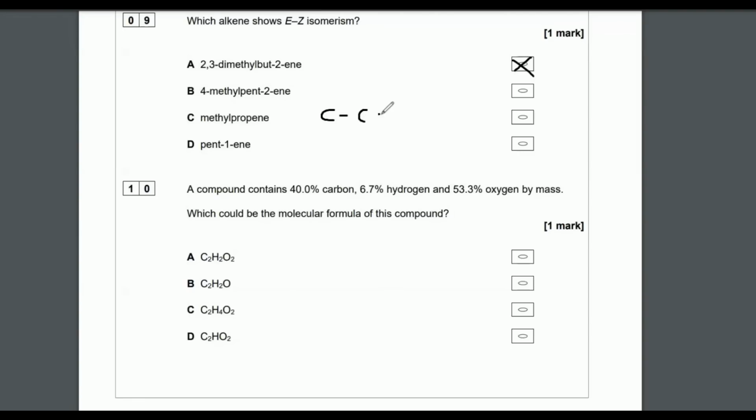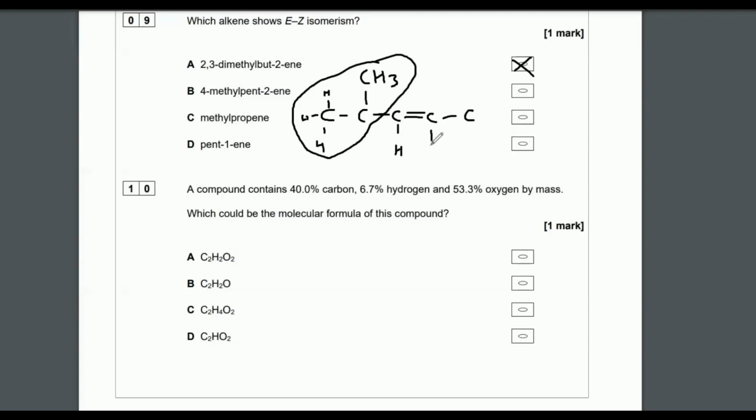Now, 4-methylpent-2-ene. Let's draw this out and see if it can do EZ, and if it can, then it's our answer. We put the double bond on the second carbon, then count 4. I'm going from right to left here, it doesn't really matter, and that's my methyl group. The first carbon atom has all of this attached as one of its groups and a hydrogen as the other group. And this carbon atom has a methyl and a hydrogen. So yes, each carbon has 2 different groups attached. It doesn't matter that there are 2 hydrogens there, they're attached to different carbon atoms. So that's the correct answer, and we don't need to look at C and D.